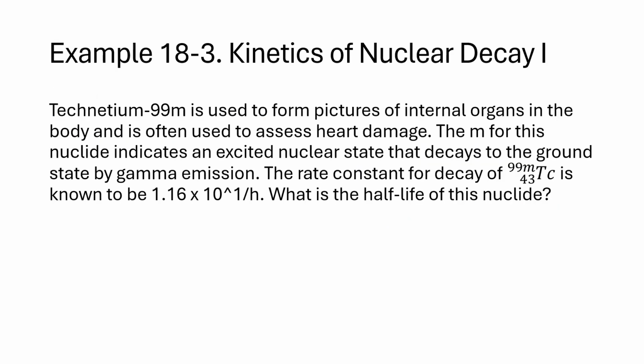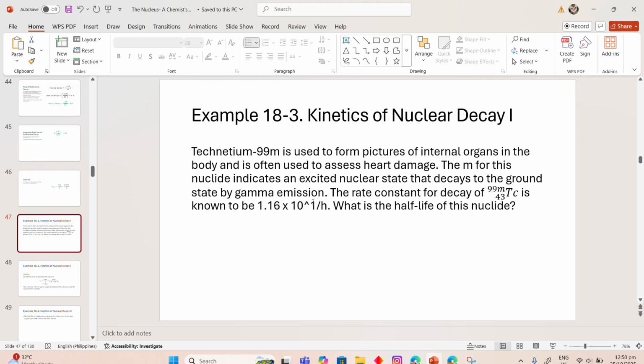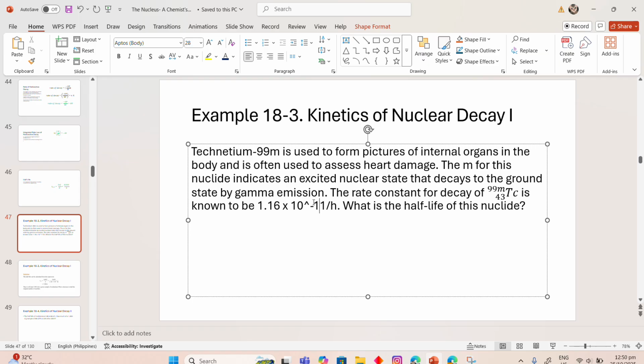So we have here this problem. Technetium-99m is used to form pictures of internal organs in the body and is often used to assess heart damage. The m for this nuclide indicates an excited nuclear state that decays to the ground state by gamma emission. The rate constant for decay of technetium-99m is known to be 1.16 times 10 raised to negative 1 per hour. What is the half-life of this nuclide? Let me just correct this immediately. So what's the half-life of this nuclide?